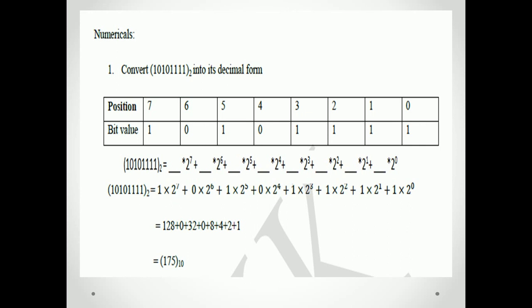Now, understood? Understood this procedure? Yes, sir.